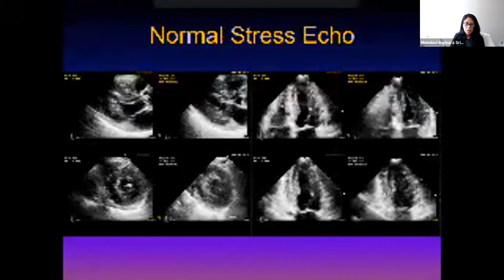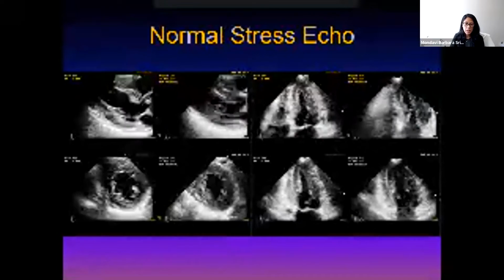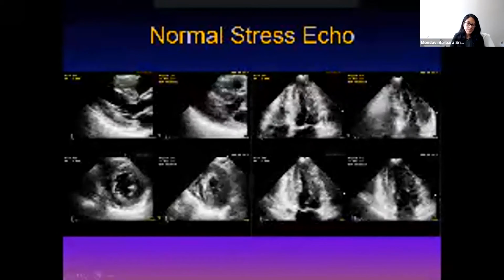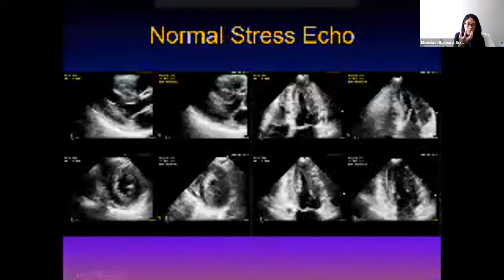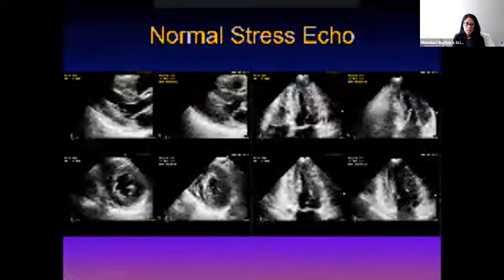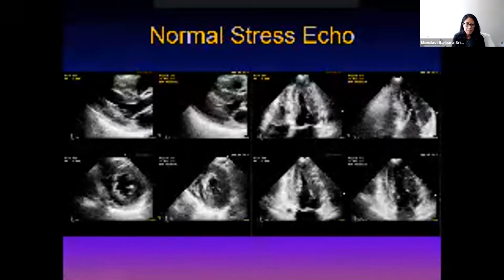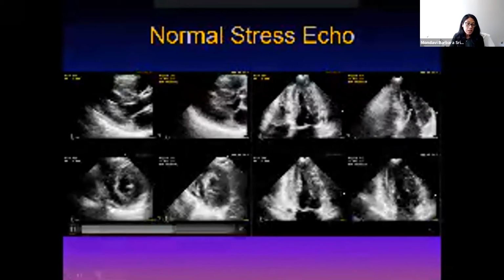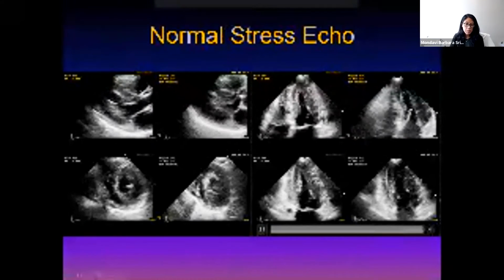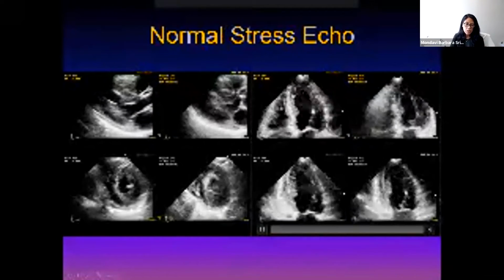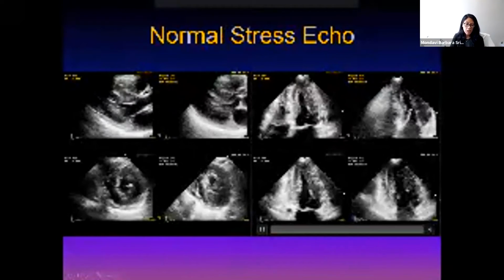Traditionally, as I mentioned, there are 4 views. In our lab, we actually do 5 views. We add a 5th view, an apical long view. This is mainly so that we can see all segments that could be affected by ischemia. If we look here, the images on the left show that all the walls seem to be thickening appropriately and squeezing. We don't see any areas that look to be thickening less than the other areas.